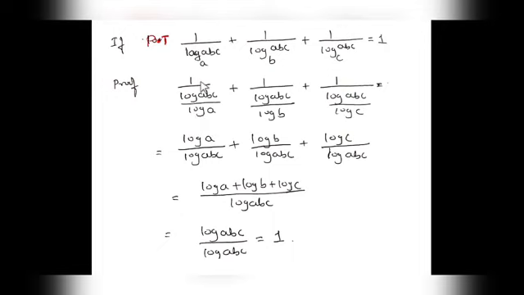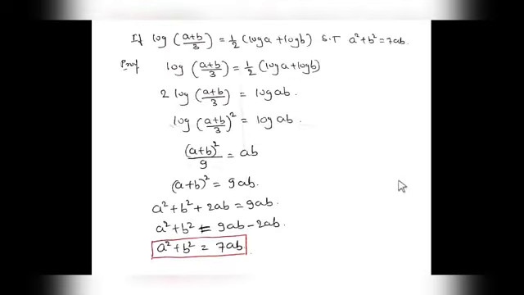If we take the reciprocal of this, then it will become log A divided by log ABC plus log B divided by log ABC plus log C divided by log ABC. Everywhere the denominator is the same, so the LCM will be log ABC. Then we'll have log A plus log B plus log C. We know that log M plus log N plus log O will be log MNO. Therefore, log A plus log B plus log C can be written as log ABC. If we cancel log ABC and log ABC, then we'll get 1.